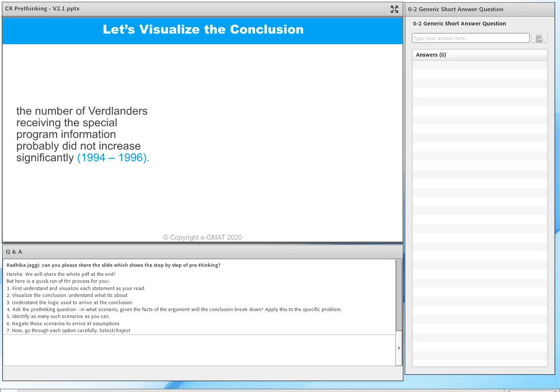The first argument says the number of worldlanders receiving special program information did not increase significantly, and it talks about this time period over here. Clearly it's a very old question, it talks about 94 to 96. If you were to visualize this, one thing is this talks just about worldlanders. The second thing is it talks about special program information only. So essentially, if in 94 there were 10K worldlanders that received that special program information, in 96 this number was more or less around 10K only. Really, really important.